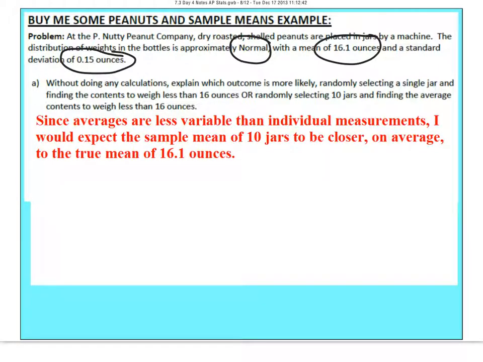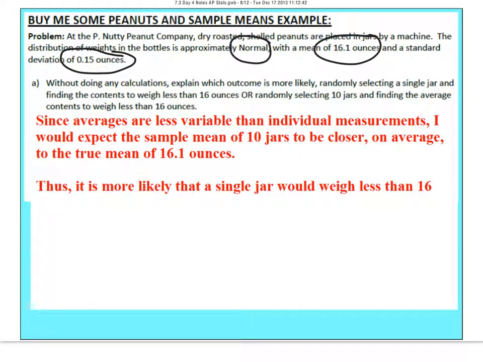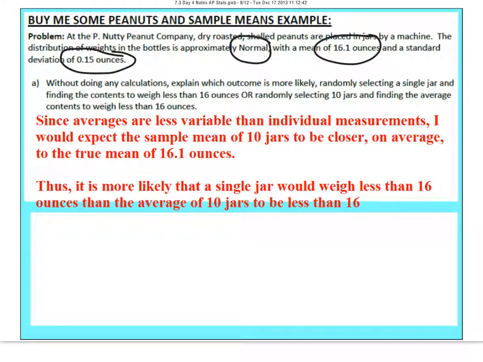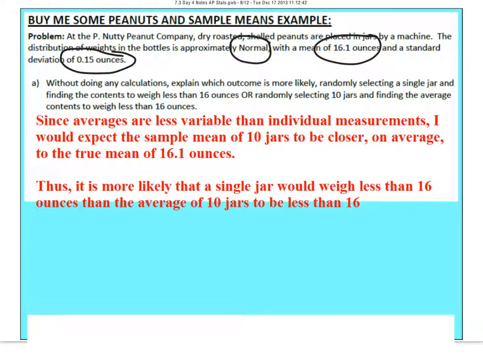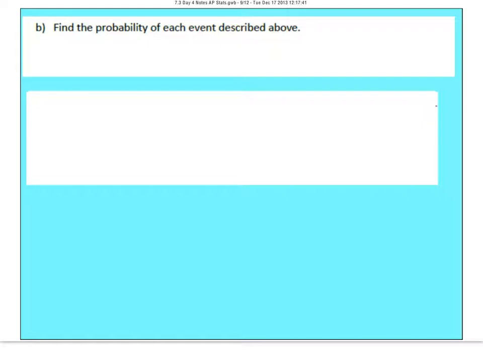Because the 10 jars are going to be closer to the average, it's more likely that the single jar is going to weigh less than the 16 ounces compared to the average of the 10 jars. Okay, now they actually want us to find the probability of both of those events we just talked about. Okay, we can do that.